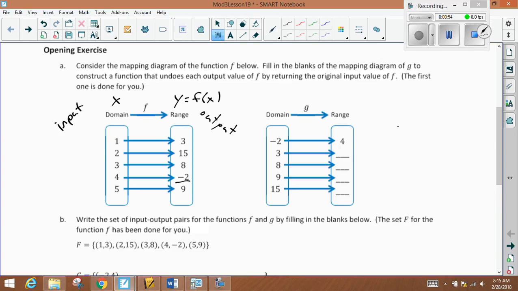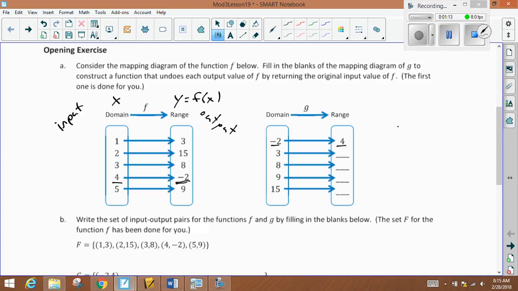So for this first one, we have a -2 that corresponds with this -2. And we have a 4, and that corresponds with this 4. So what have we done? We have a function that is reversing the domain and the range. And I'll give you an example of such a function here in a second.